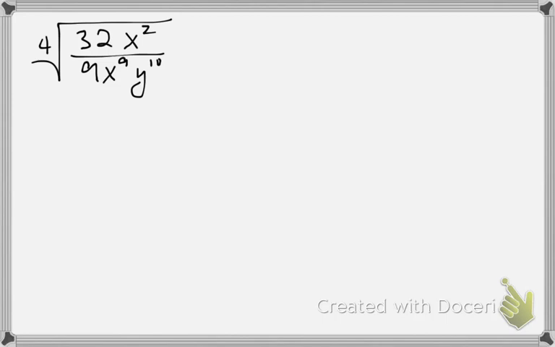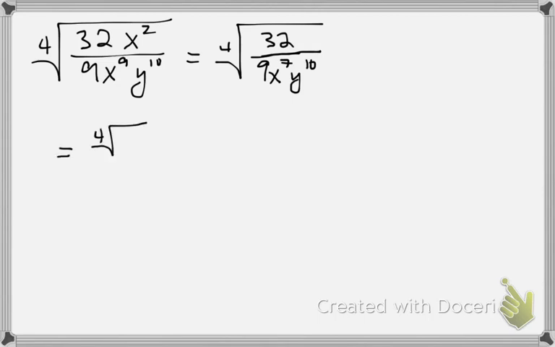Well, even before we break up the fourth root, we could reduce the x's, right? So I'd have 32 over 9x to the 7th y to the 10th. You guys agree? Which then I can break apart. That's the fourth root of 32 over the fourth root of 9x to the 7th y to the 10th.